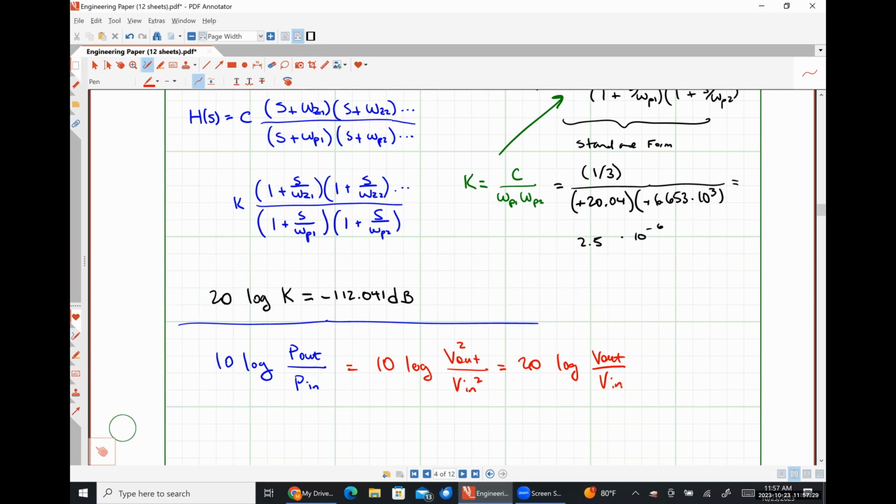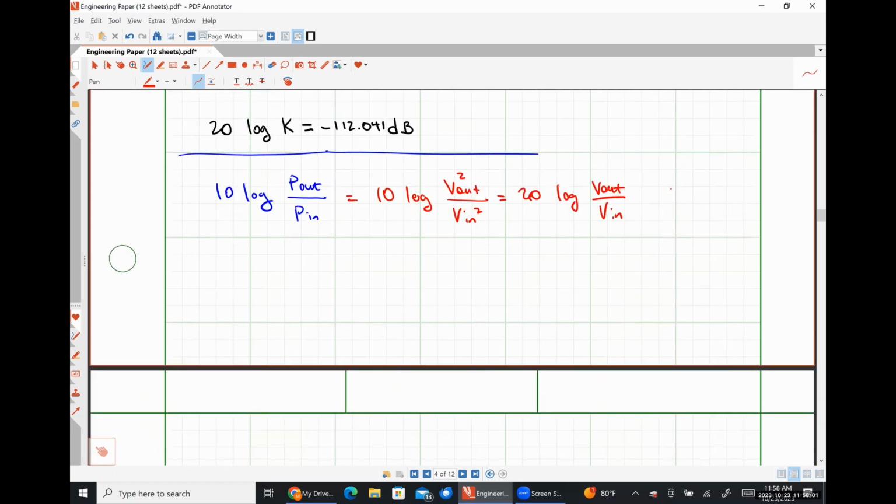All right. So we have this number, negative 112.041 decibels. And then we have two zeros at omega equal to 0. We have a pole at omega equal to 20.04. We have a pole at 6.653 times 10 to the positive 3 radians per second. So we're going to take all of this together and construct a Bode plot.